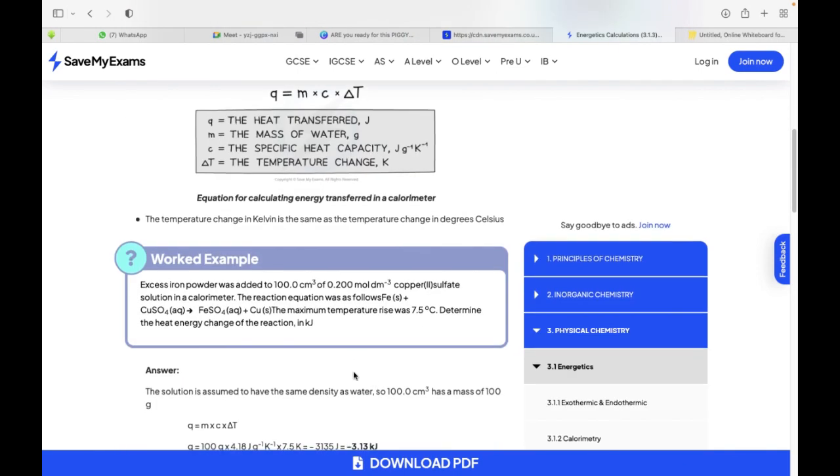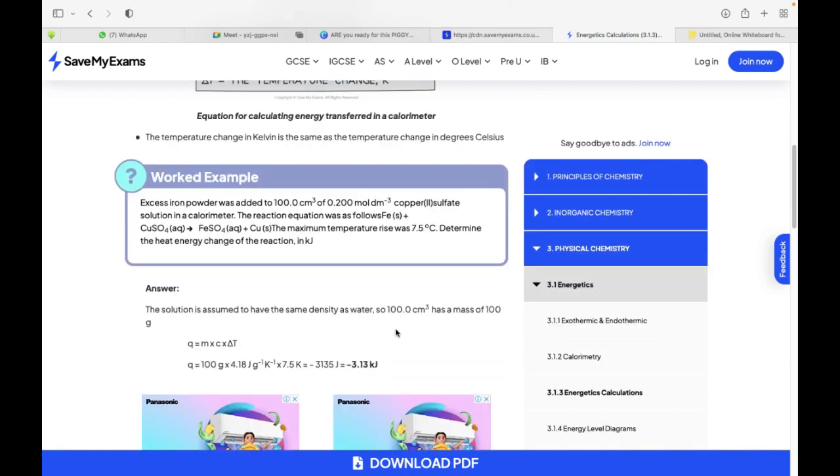Now let's take a look at a problem and see how we can solve it. Excess iron powder was added to 100 centimeter cube of 0.2 mole per dm cube copper 2 sulfate solution in a calorimeter. So we know the volume. We can write out the volume. We can convert this volume to decimeter cube by dividing by 1000. If you want to change centimeter cube to decimeter cube, you just divide by 1000.